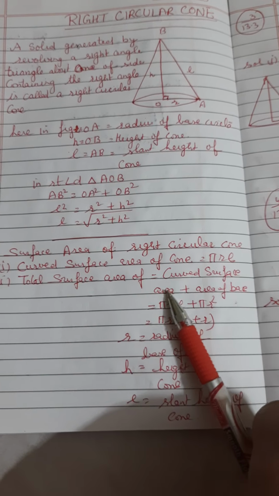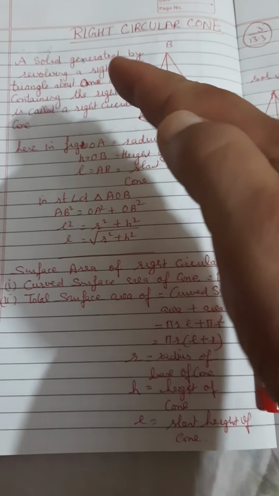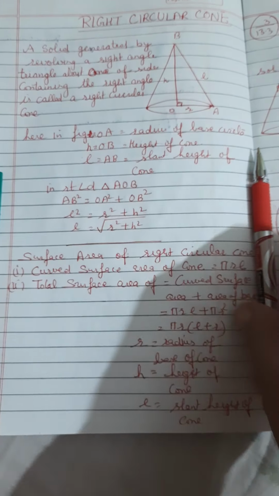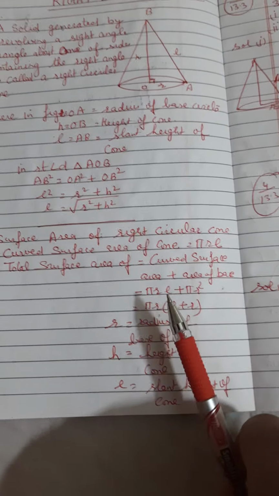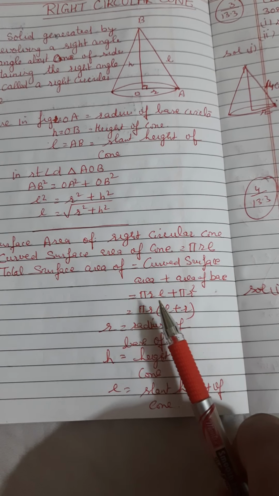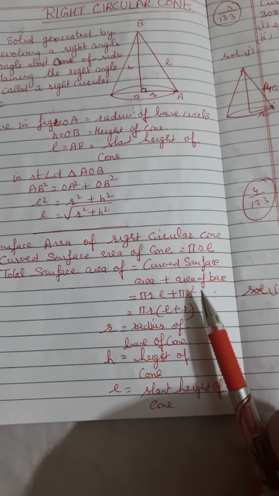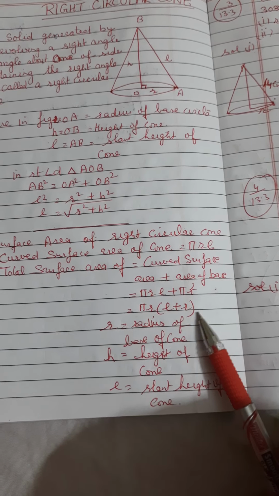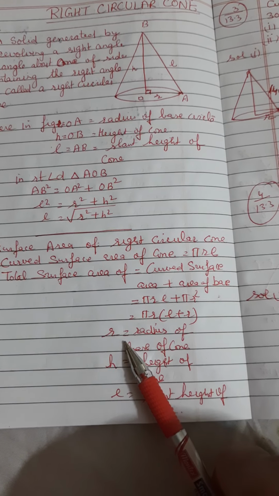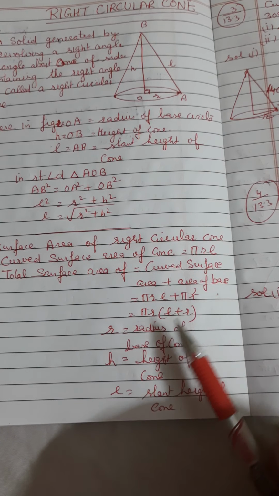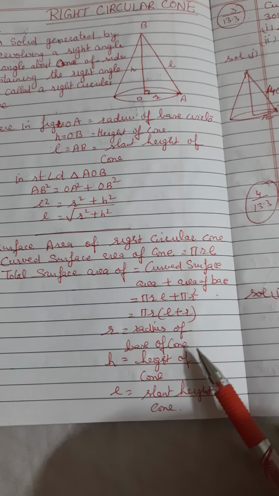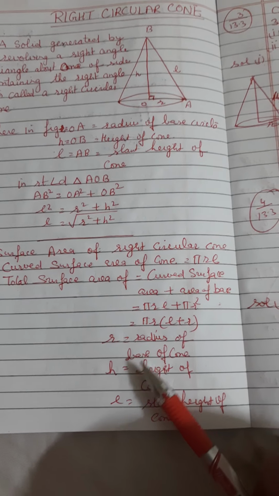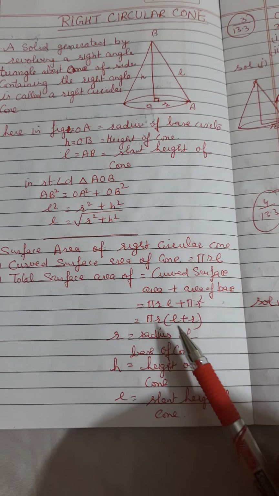Now total surface area is this curved surface area plus the area of the circle below. Curved surface area plus area of the circle below, pi RL plus pi R square. Then pi R is common from here, pi R into L plus R. R is the radius of base of cone, H is the height of cone, L is the slant height of cone. This should be known to you.